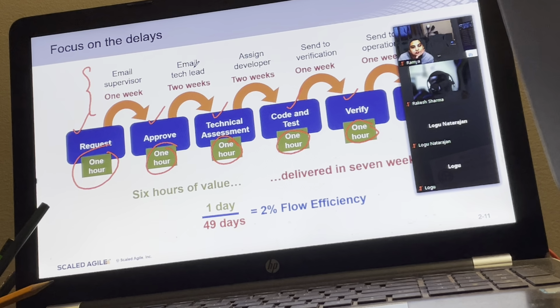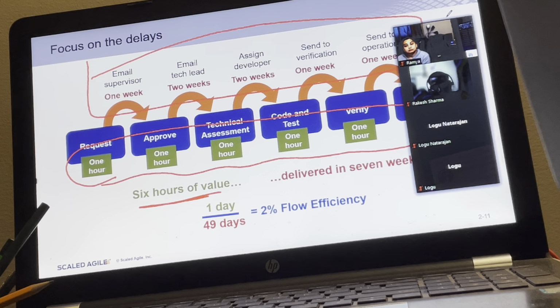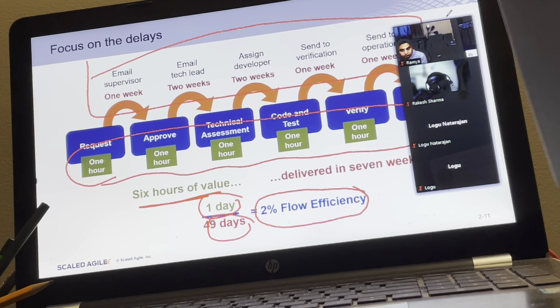And if you want to calculate the efficiency, we can take the value added work and the total time. If this is the number, the overall efficiency of this value stream is 2%. Efficiency shows that out of 49 days, only 1 day was actually productive. The 48 days were wasteful activity. When we do this exercise, we are trying to find out how we can reduce the waste and improve our value stream efficiency. That's the overall purpose of this activity.